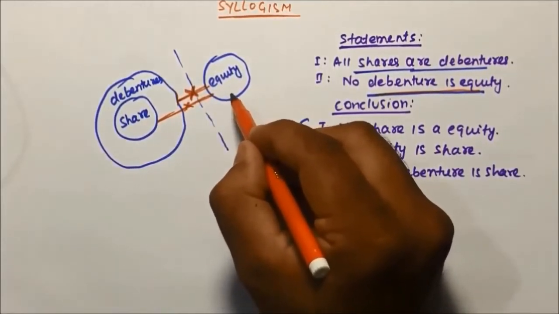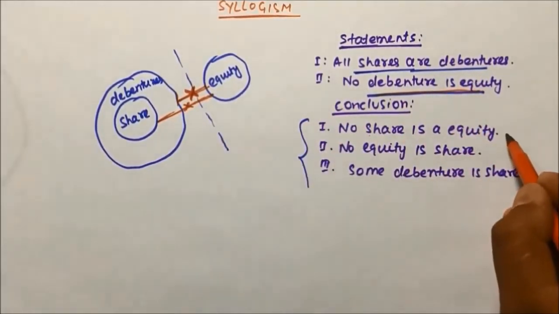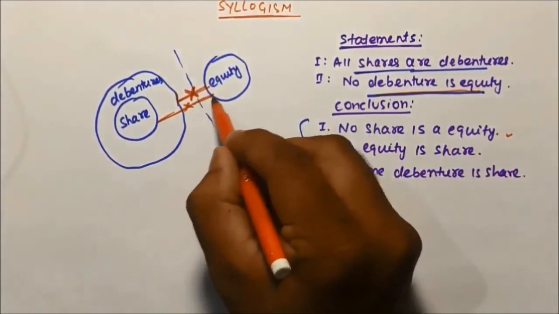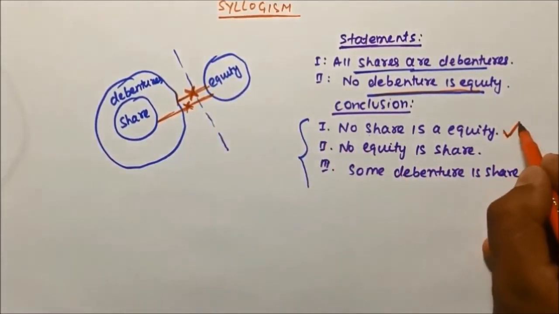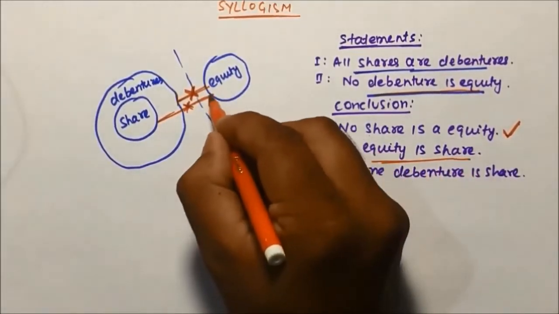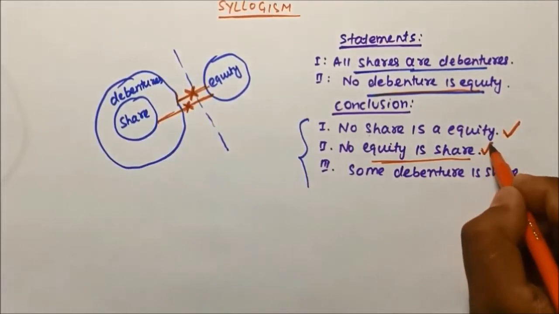Okay, so we have already successfully drawn the Venn diagram for the statements. Now let's conclude from here. The conclusion is: no share is equity. Yes, we can see from here there is no relation between share and equity. So my conclusion 1 will become true, right? Okay. Now, no equity is share. So you can say there is no relation between the equity and share, so conclusion 2 will also become true.